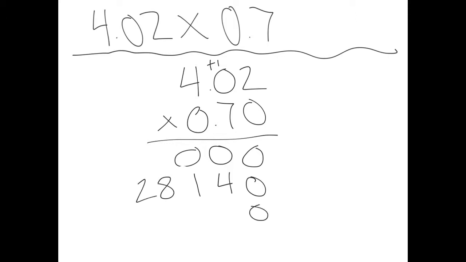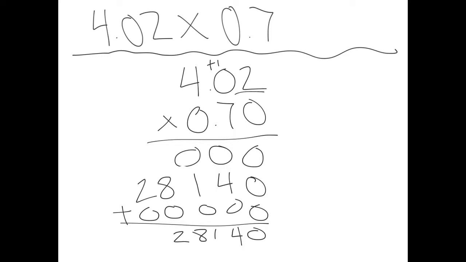Now I'm going to add 2 zeros. 0 times 2 is 0, 0 times 0 is 0, and 4 times 0 is 0. I'm going to add this all up together. 0, 4, 1, 8, 2.